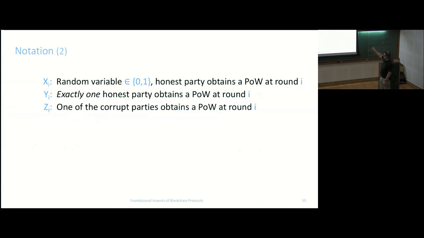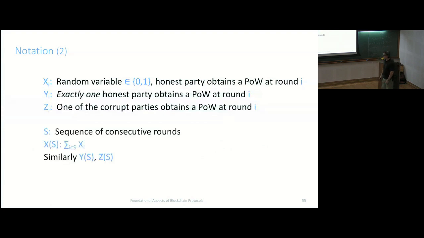Z_i is for the bad guys, all right? And the Y random variable is just one guy. This is more stringent than the X. And again, what we'll try to do is compare these two things. Intuitively, as long as Y is bigger than Z, the good guys are going to win. They're going to be able to install their own blocks, get a common view and so forth. Now, this is for one round.